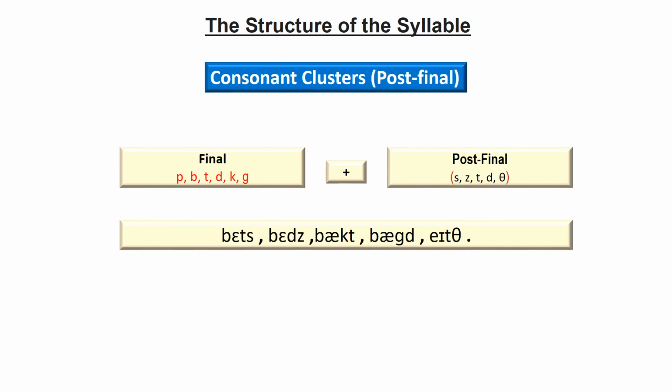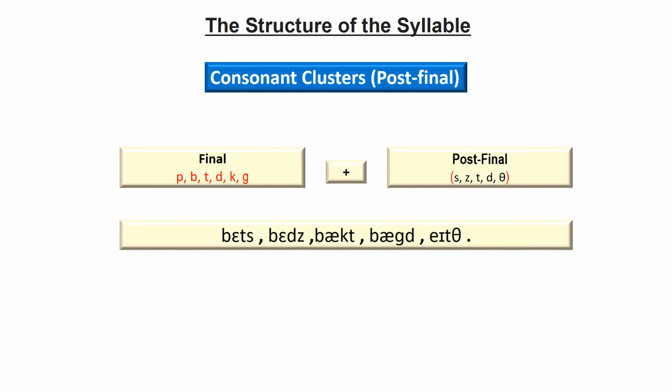Post-final consonants come in a limited set. These sounds can be tacked onto the end of words to create new forms. Examples include bets, beds, backed, and bagged.